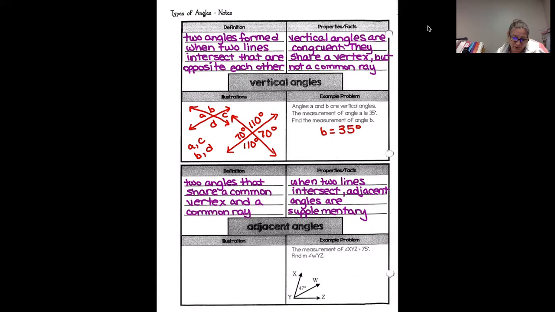Adjacent angles. Another word for adjacent is beside. 2 angles that share a common vertex and a common ray. When 2 lines intersect, adjacent angles are supplementary. So adjacent angles, A and B are adjacent angles.